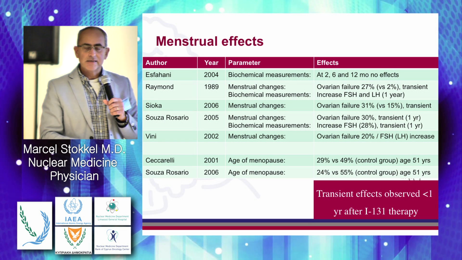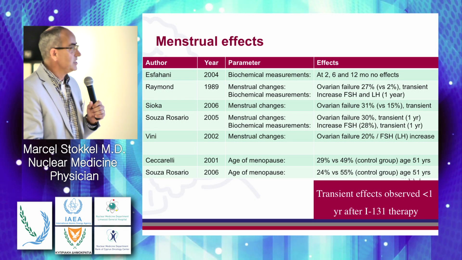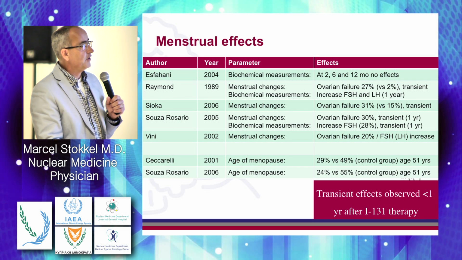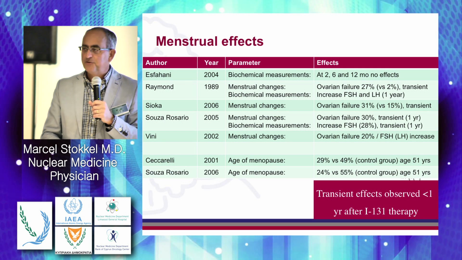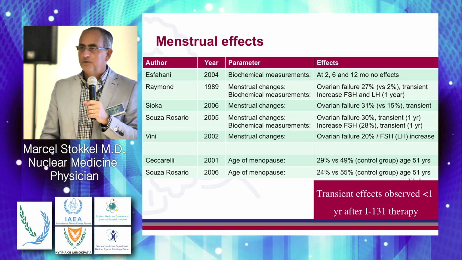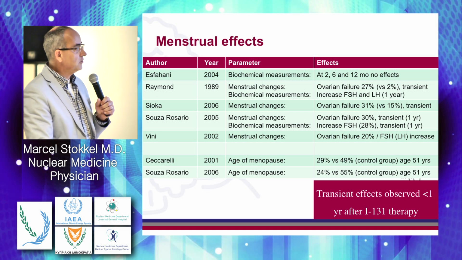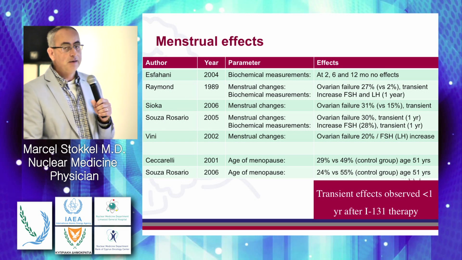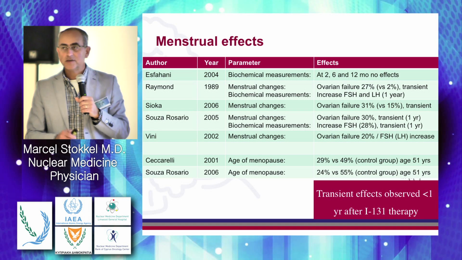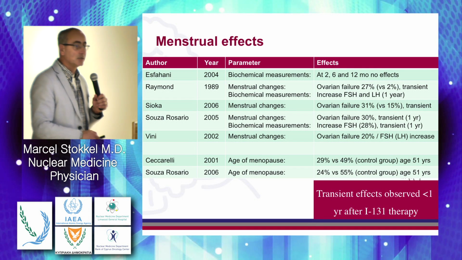Yes, it definitely has effects on the menstrual cycles of a female patient. You see here ovarian failure, ovarian failure, ovarian failure, but it is all transient. It may be observed in the first year after treatment, thereafter it normalizes again. But you have to realize that when you treat female patients, it is transient, but it cannot be neglected. Who is discussing this topic with the female patient, that it may have consequences on the cycles?